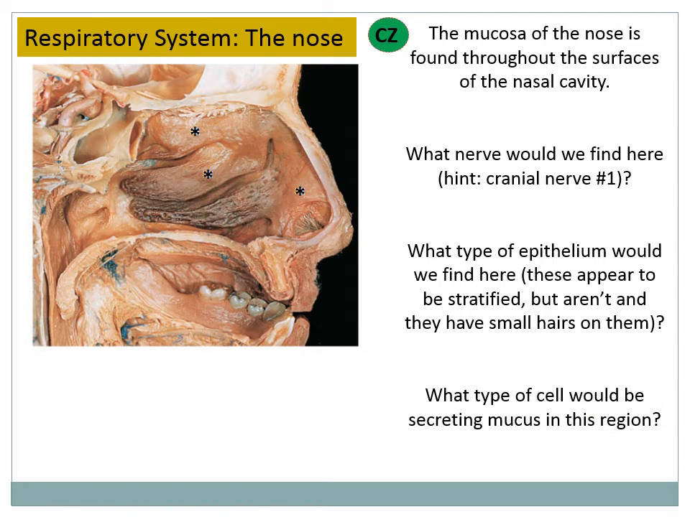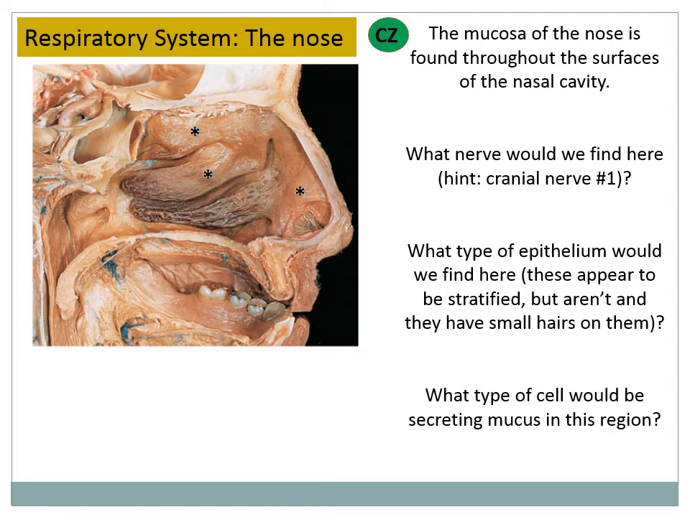So notice how we are in a CZ, right? Which means we're in a conducting zone, which just means we're just carrying the air. Okay, so that's what we're doing in this spot. But we do have mucosa in our nose. We know that we're a little mucusy up in there sometimes, all the time, actually, just more so in other times. So the mucosa of the nose is found throughout the surfaces of the nasal cavity. Okay, so we find that there.